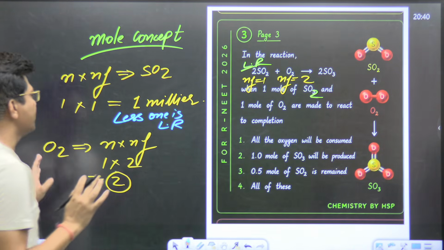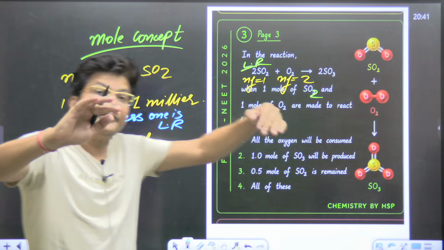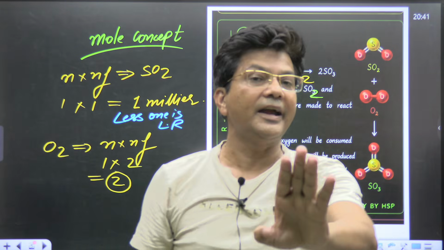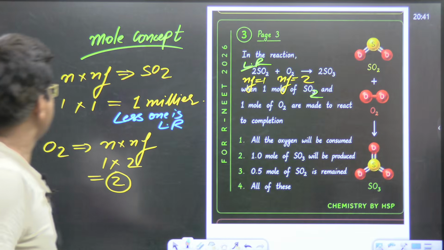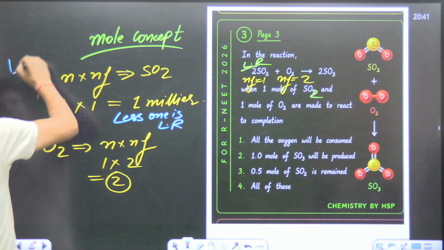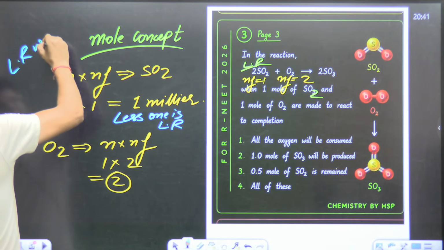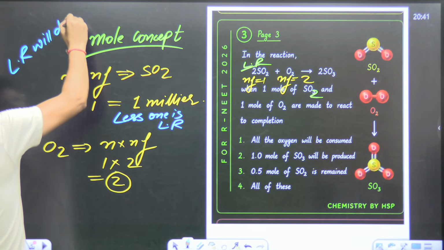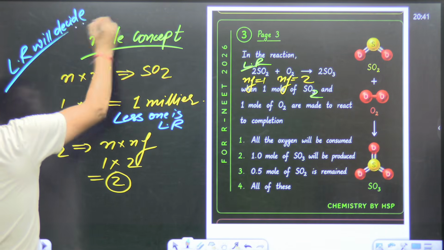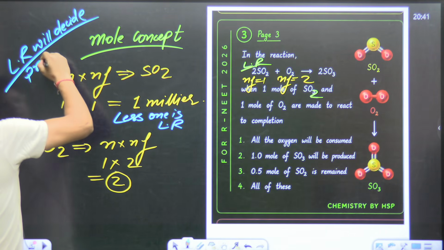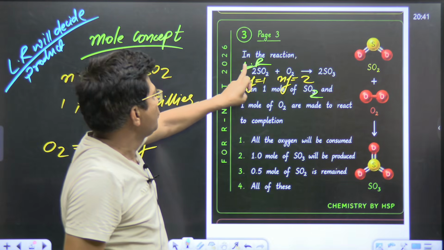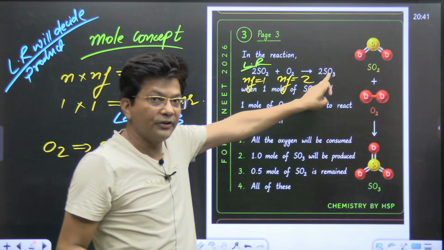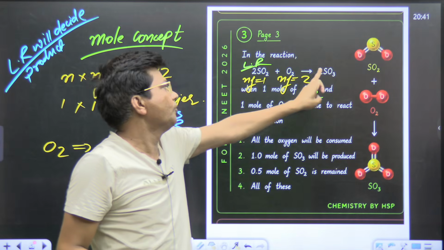I hope this point is clear. This is the limiting reagent, and the limiting reagent is going to decide the product. Always the product is decided by the limiting reagent. So it's very clear from the mole concept. 2 mole of this is forming 2 mole of SO3. For 1 mole of this will form 1 mole of that.